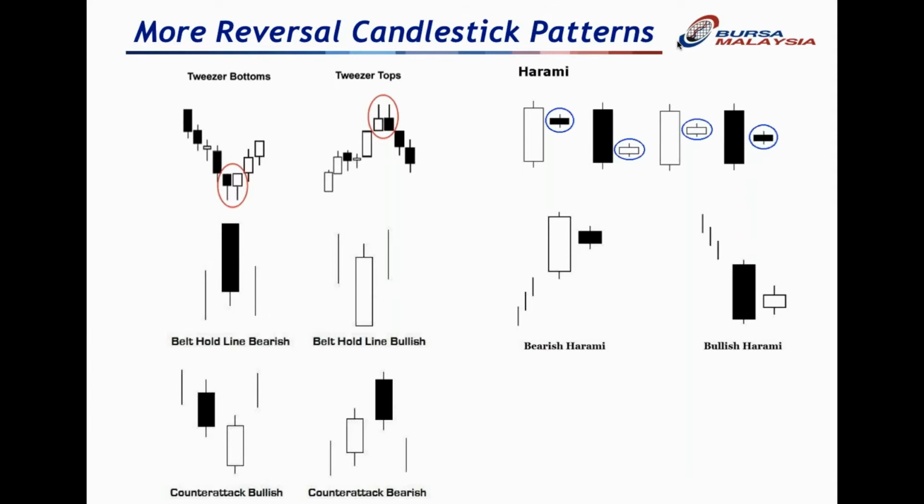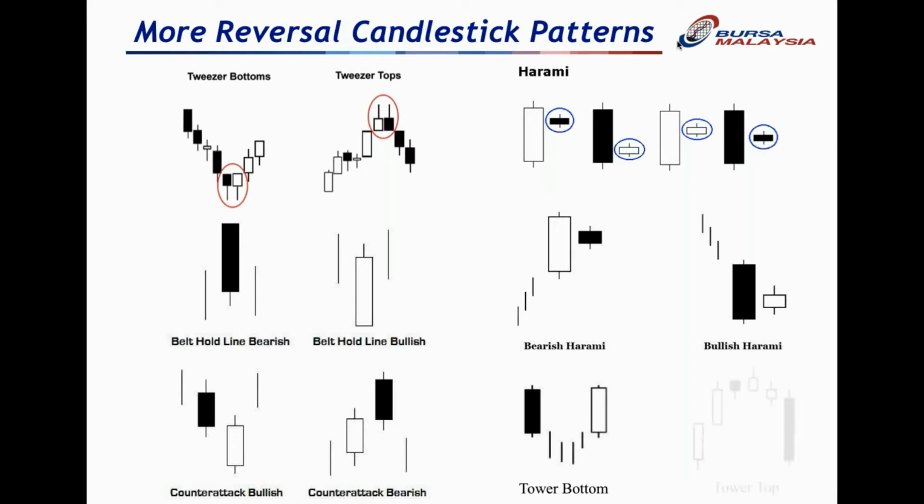Okay, now, of course, there are more reversal patterns. In candlestick patterns, there are a lot of reversal candlestick patterns. In this case, we have tweezer bottom, tweezer top, belt hold line bearish, belt hold line bullish, counter attack bearish, and we have a harami pattern, a bearish harami pattern, and we also have tower bottom and tower top. Okay, so these are some of the other reversal candlestick patterns.